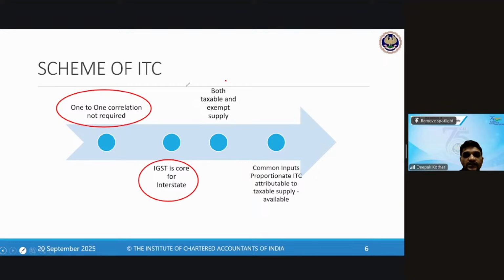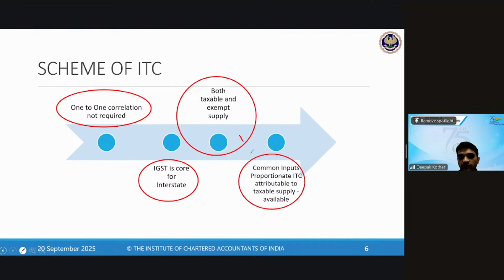And scheme of ITC also is when you have both taxable and exempt supply, फिर भी you can claim it, because when will the credit be blocked? When you're doing only exempted. But if you're doing both taxable and exempted, आप proportionate credit claim कर सकते हो. Okay. And that is what is leading to that when you have both taxable and exempt, then common inputs can be claimed, which is proportionate ITC attributable to taxable supply will be available.